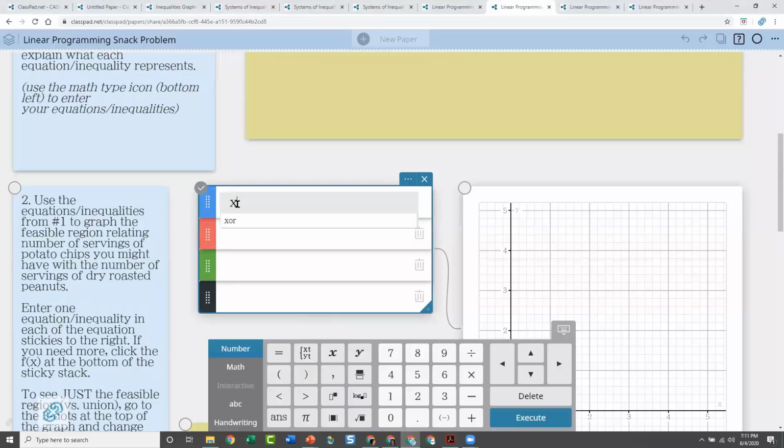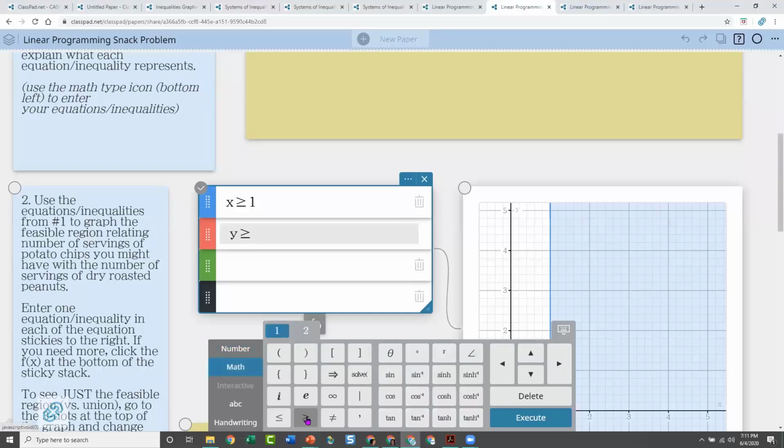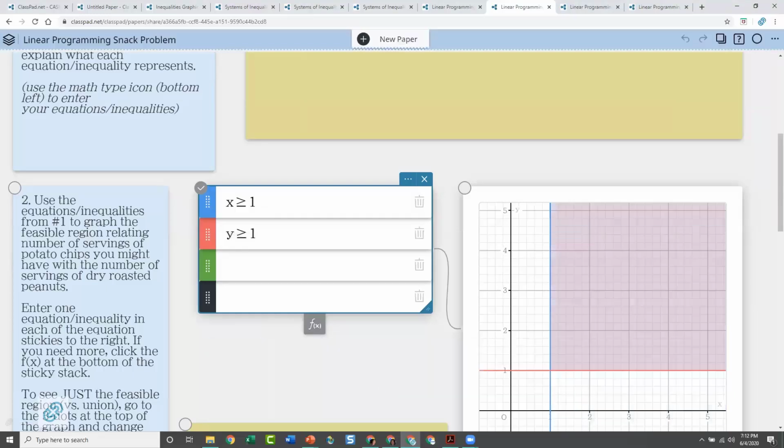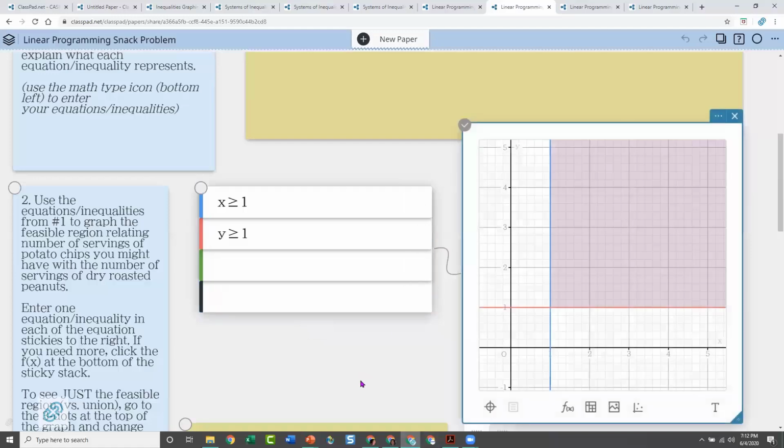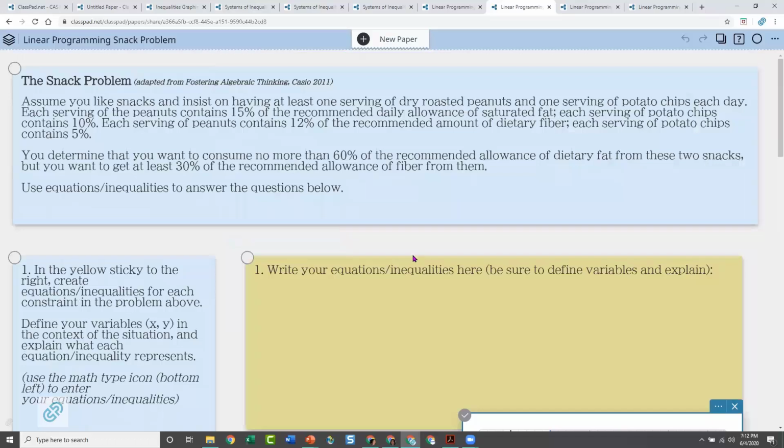I'm going to give you one. X, which we're using for peanuts: if I have to have at least one serving of X, that means my peanuts has to be greater than or equal to 1. So that's a constraint. The same thing with my Y, which is my potato chips: if I have to have at least one serving, then my potato chips need to be greater than or equal to 1 as well. So I've already narrowed my window to this little feasible region right here. Anyone else want to throw something out? We've got fat and fiber.